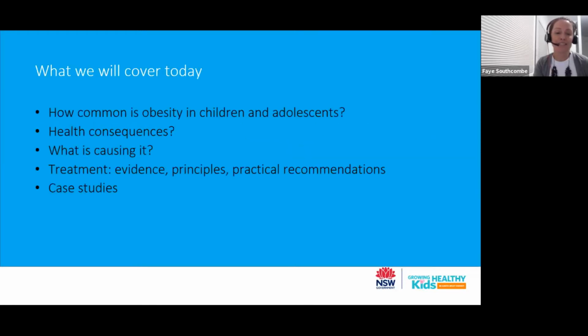All right, so that's the end of the true and false section. This next section is going to cover a few things for us today. We're going to think about how common obesity is in children and young people. What are the health consequences of obesity in childhood? What's causing it? And have a think about some of the treatment, look at our evidence, the principles, and some practice recommendations, and then have a look at some case studies as well.